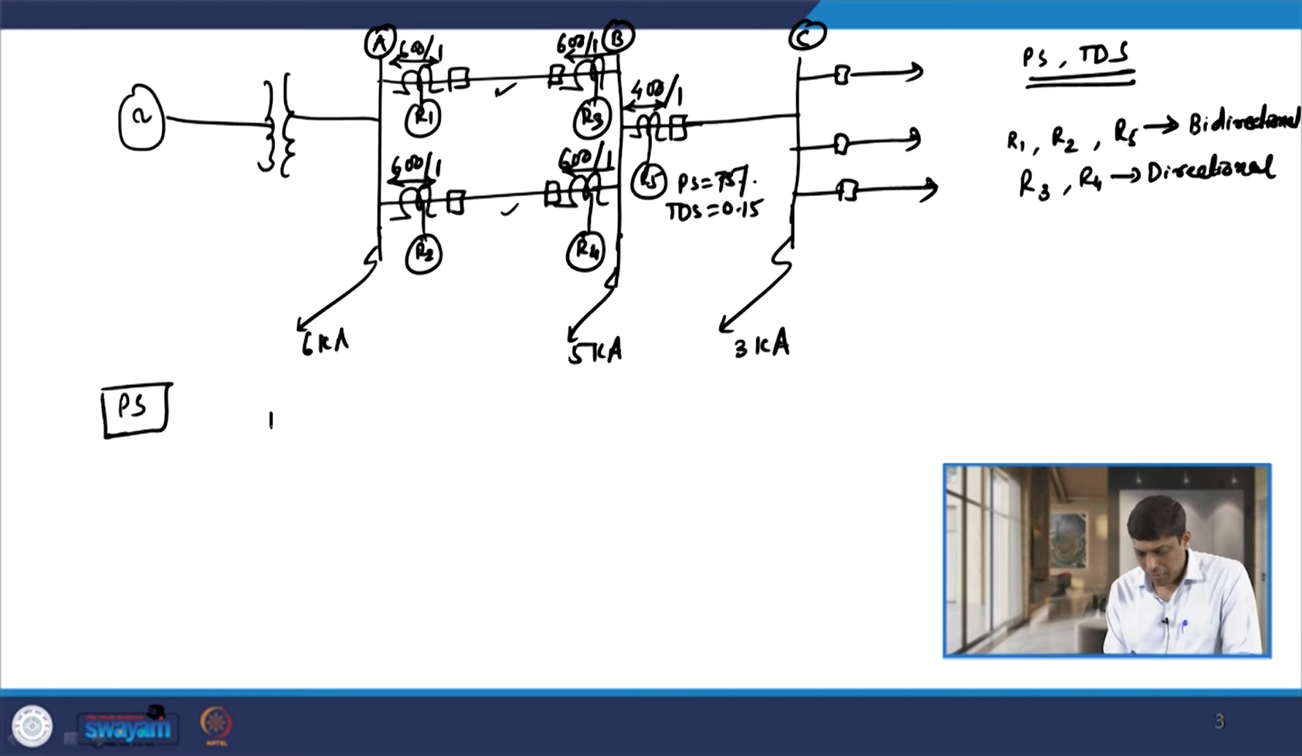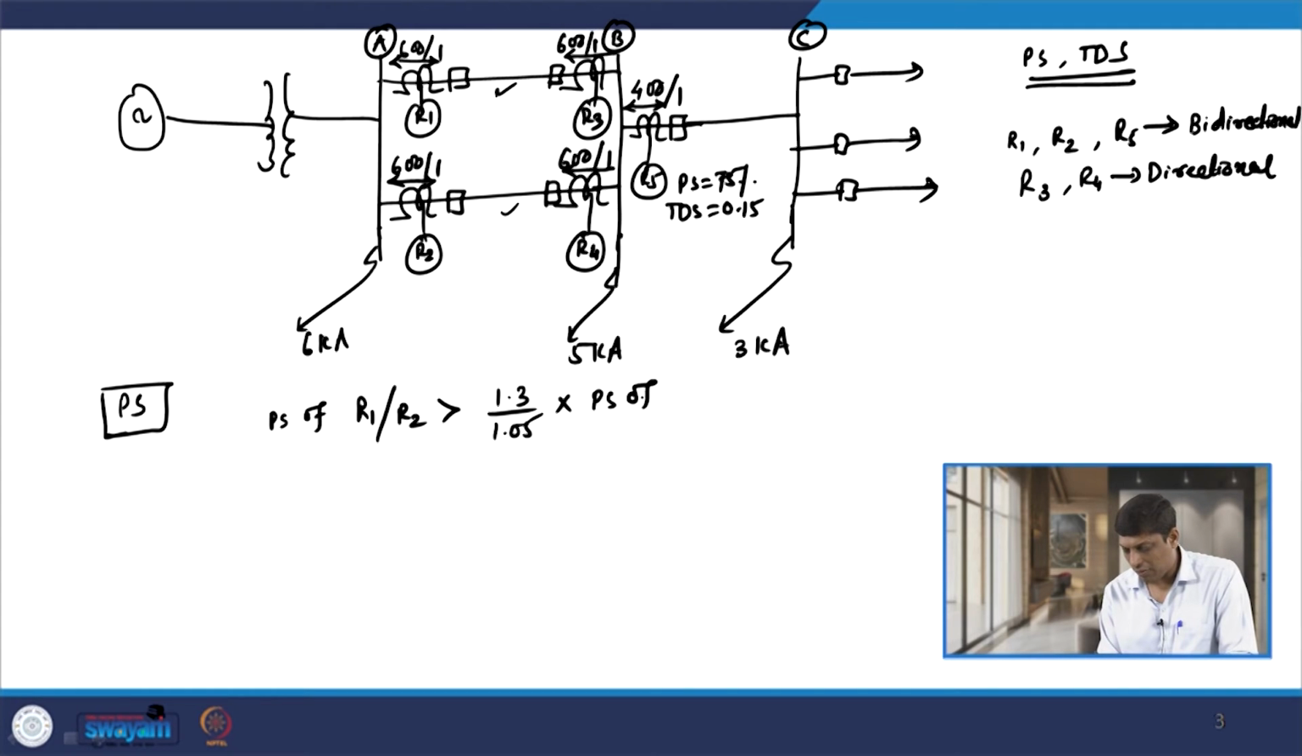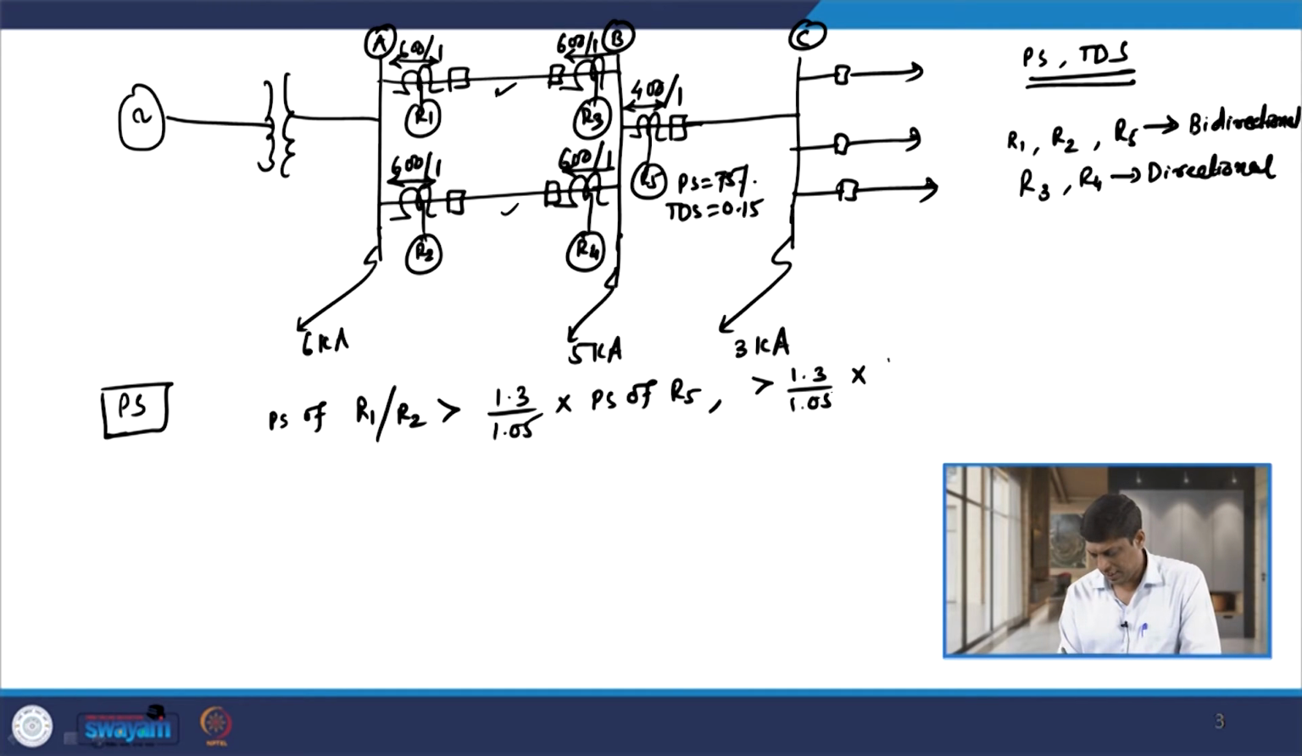So, let us find out the plug setting of relay R1 or R2, that is greater than 1.3/1.05 into the plug setting of R5. If I put in the value, 1.3/1.05 into the plug setting of R5, that is 75%, so 0.75 into 400, the value comes out to be 371.42 ampere. This is on the primary side of R1 and R2.